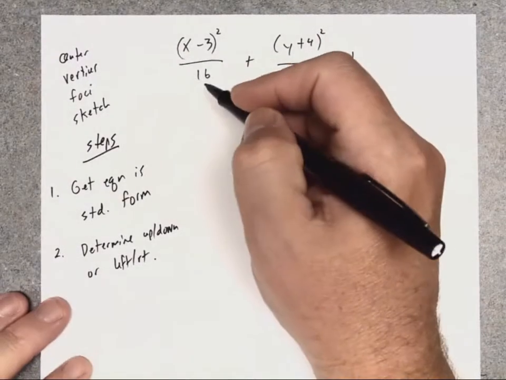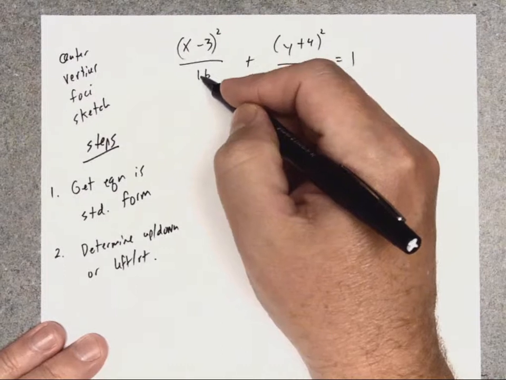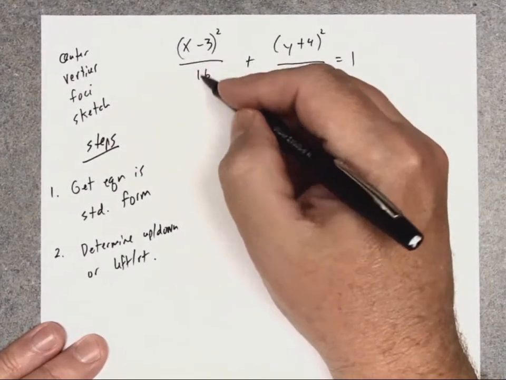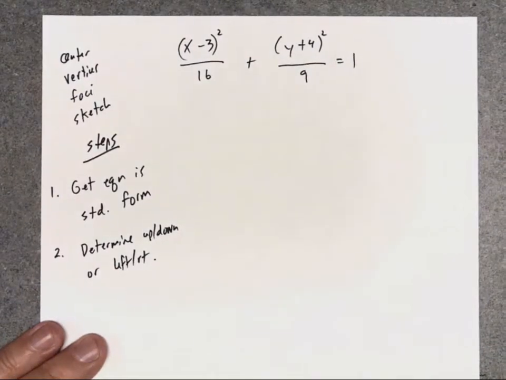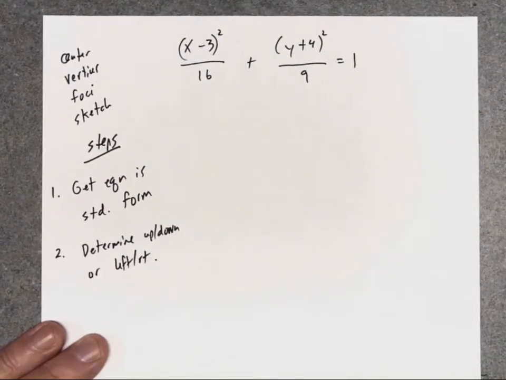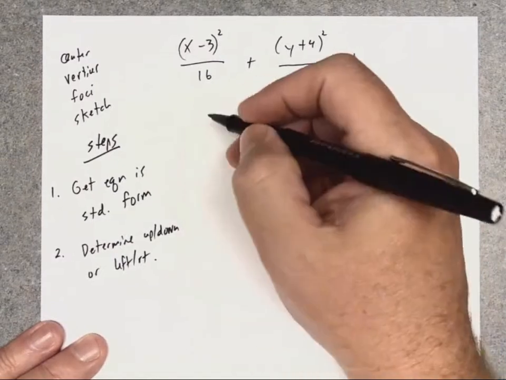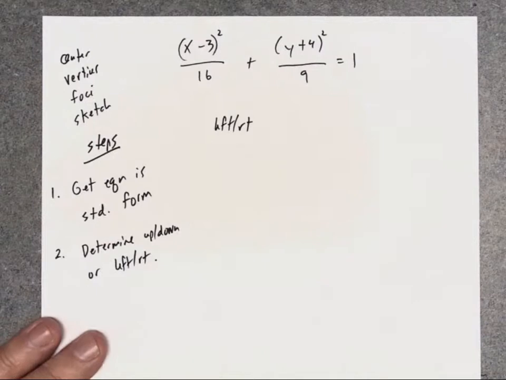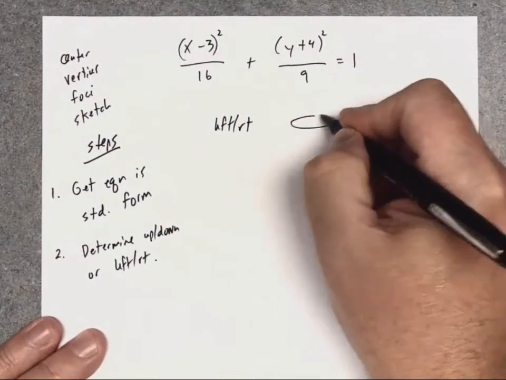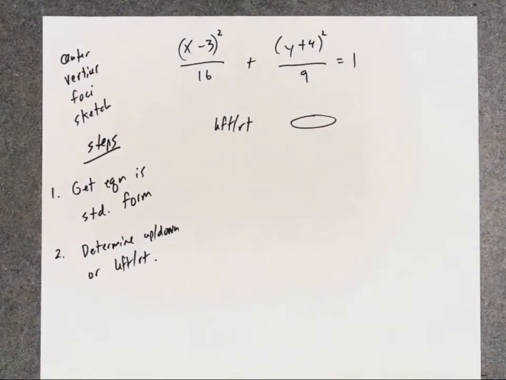In this case, 16 is larger than 9, and it's over here with the x. So if the x has the larger number in the denominator, then we know it's going to be a left-right ellipse. So I draw a quick sketch. I'm sorry I said a parabola, I meant ellipse. When I get ready to draw my ellipse, it's going to look like this. All right, second step, not too hard.